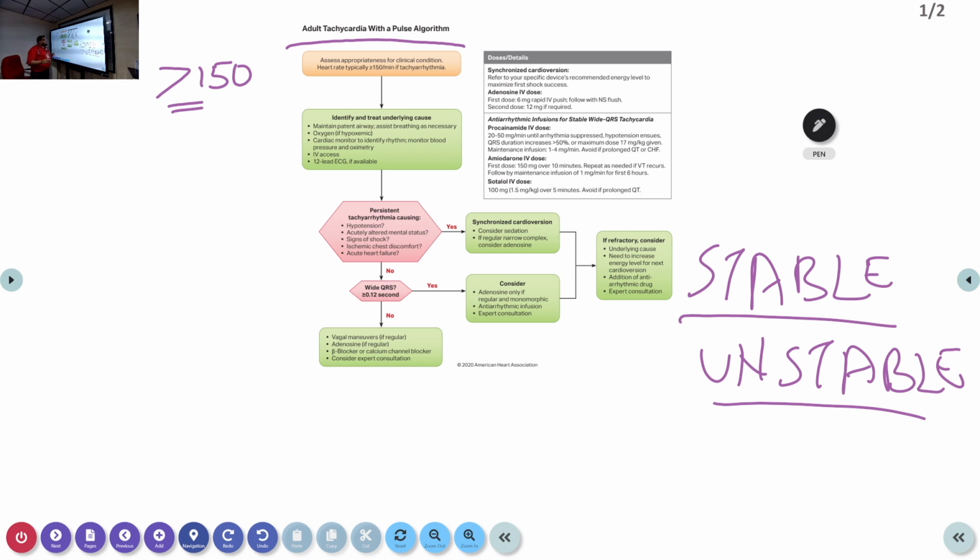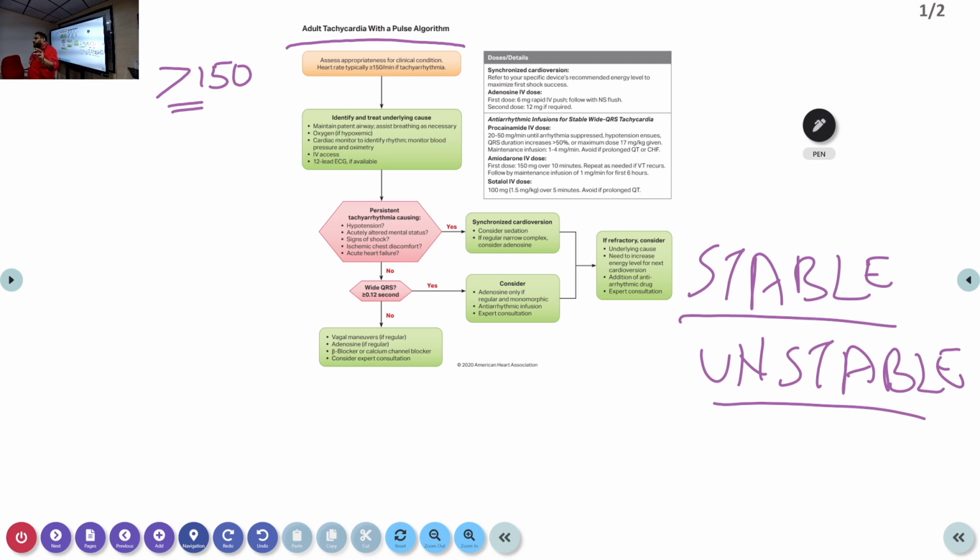Even after doing that, if there is persistent tachyarrhythmia, that is the next question. The patient is having persistent tachycardia. So we had a patient whose heart rate was above 150, and what we have done is we have made sure that the airway is fine.